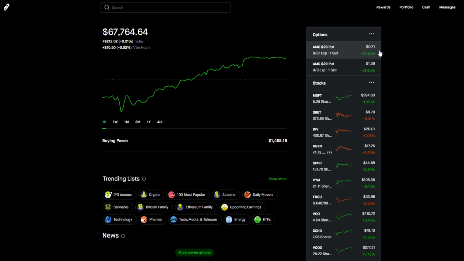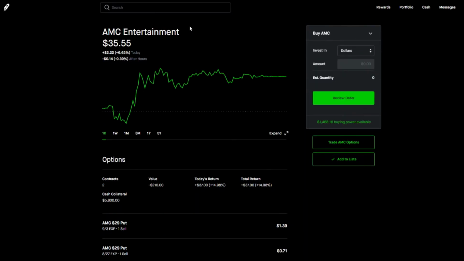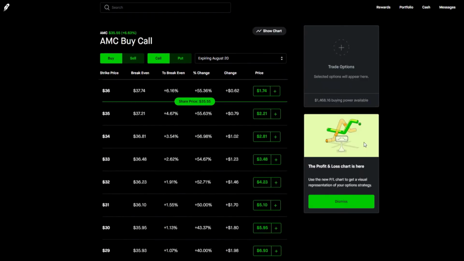I'm going to go ahead and search for AMC. If you have options trading enabled, you will see this button here that says Trade AMC Options. We're going to go ahead and click it, and it brings you to this options screen. We want to make sure we have Sell selected. We do not want to buy contracts. We only want to sell them because that's how you get paid that sweet premium.